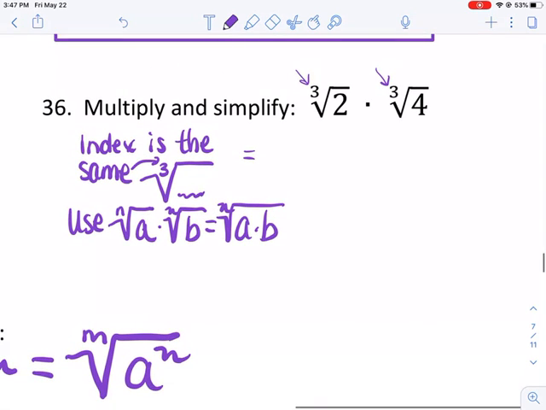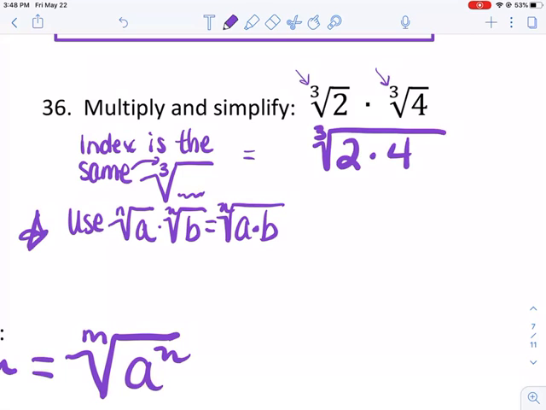So if you look at this, we're going to multiply and simplify, but I first want to see that the index is the same before I bring these two radicals together using this rule. The nth root of a times the nth root of b can be brought together as the nth root of a times b. So that's what we're going to do here. We're going to say the cube root of 2 times 4, and then that's equal to the cube root of 8, and the cube root of 8 is equal to 2.